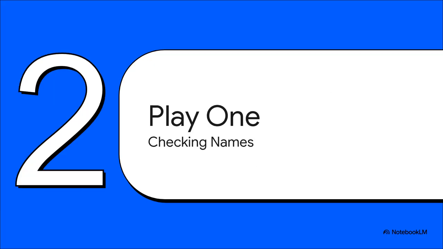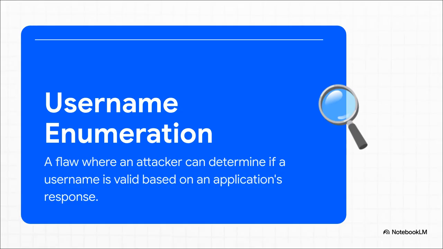Okay, play 1, checking names. This first move is all about reconnaissance. It's kind of like walking up to an apartment building and just checking the names on the mailboxes to see who lives there. Sounds harmless, right? But this simple piece of information can give an attacker a massive head start. The technical term for this is username enumeration. It's a really subtle flaw where a website accidentally gives you a clue. It basically tells you whether a username is real or not.